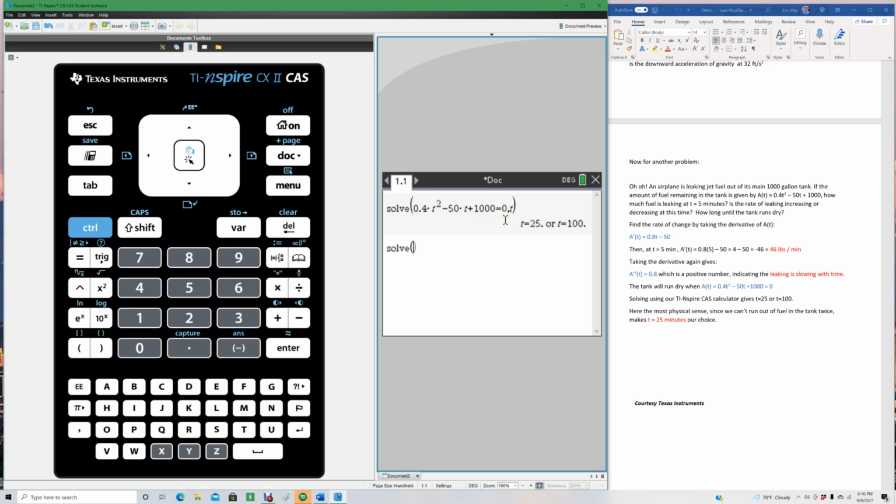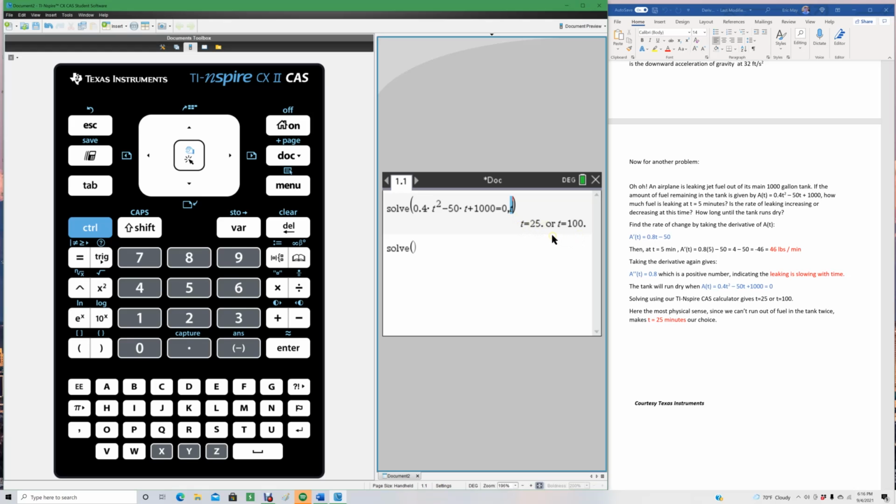equal to 0, then a comma, and put down what variable you want to find. And in this case, it's t. It could be x or b or whatever else you've chosen, but you have to put that in there, otherwise it won't work. And you can see that comes out with two values, t equals 25 or t equals 100.